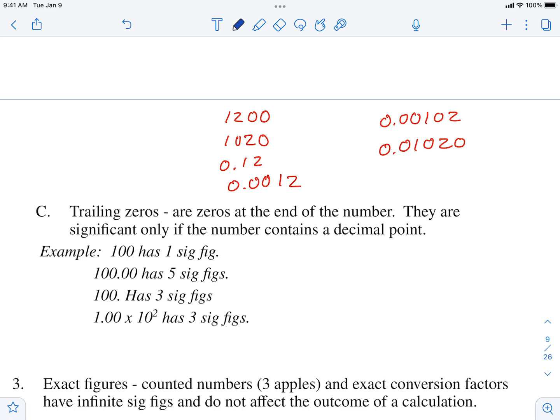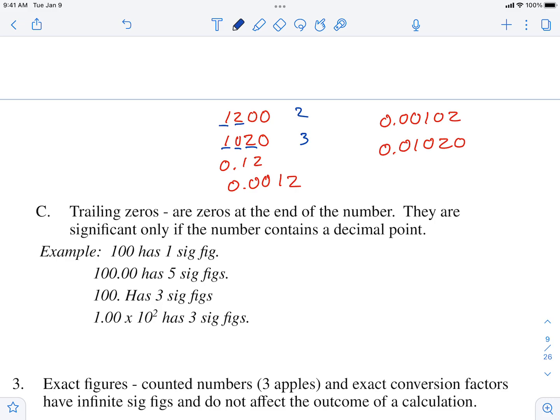All right. Can I get someone for the first one? Yeah, Sheila. Yes, there are 2. These 2 are significant. The zeros are not because those are trailing zeros and there's no decimal. What about the second one? Michelle? 3. There are 3. We have 2 non-zeros. We have a trapped 0. We have a trailing 0, but there is no decimal, so the trailing 0 does not count.